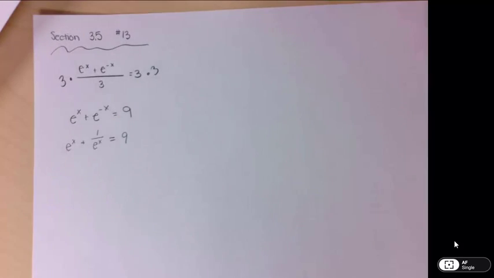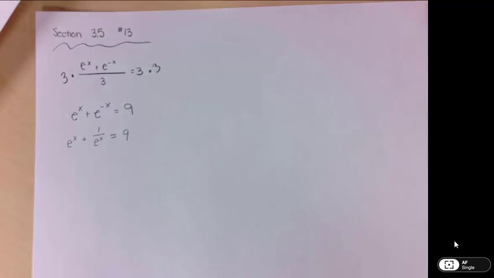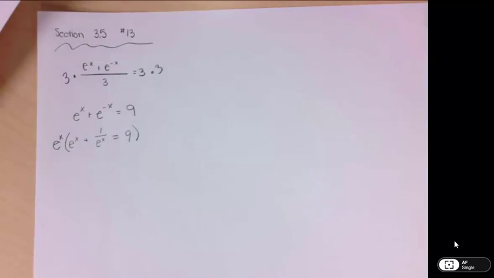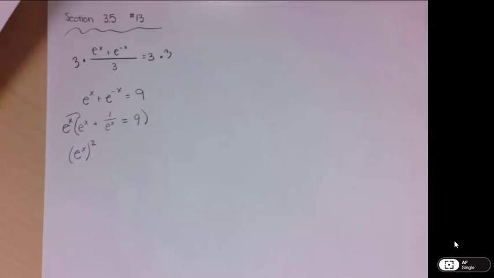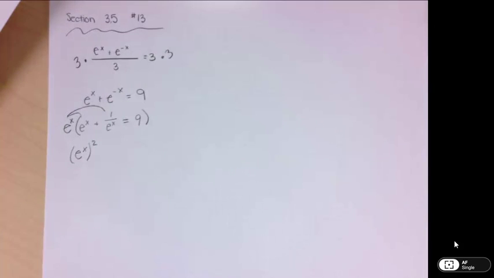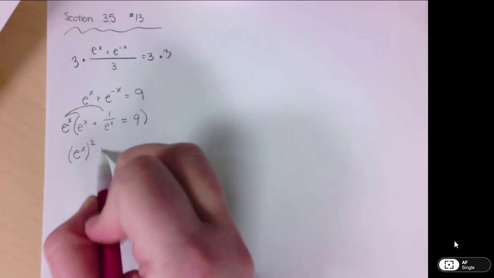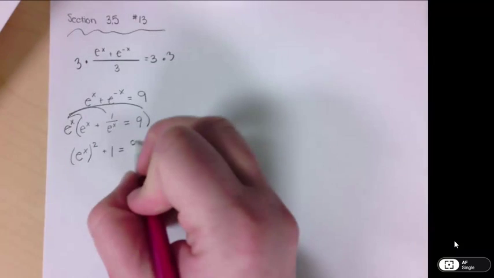Now, just like when we were solving when that was just x, we don't like to have that on the bottom. So we have to clear our fractions. In order to clear your fractions, you will have to times everything by e to the x. Then e^x times e^x is e^x squared, because I'm multiplying it by itself. And then e^x times 1 over e^x, plus 1 equals, and then I'm going to take that times 9, equal to 9e^x.